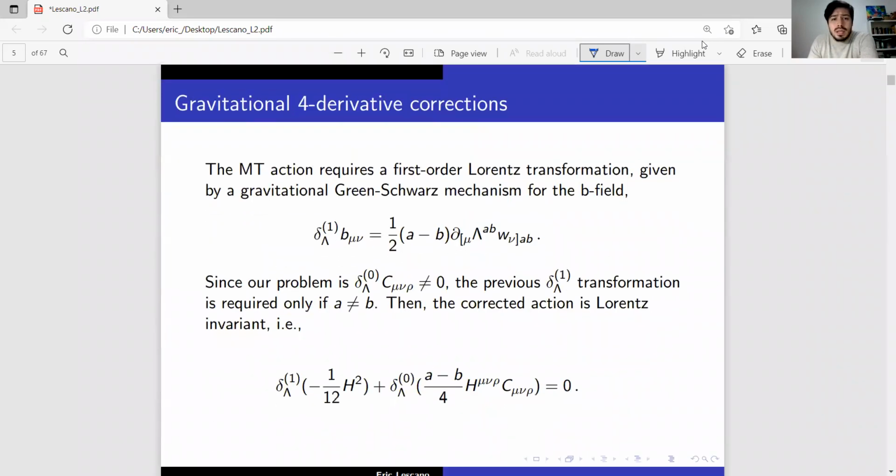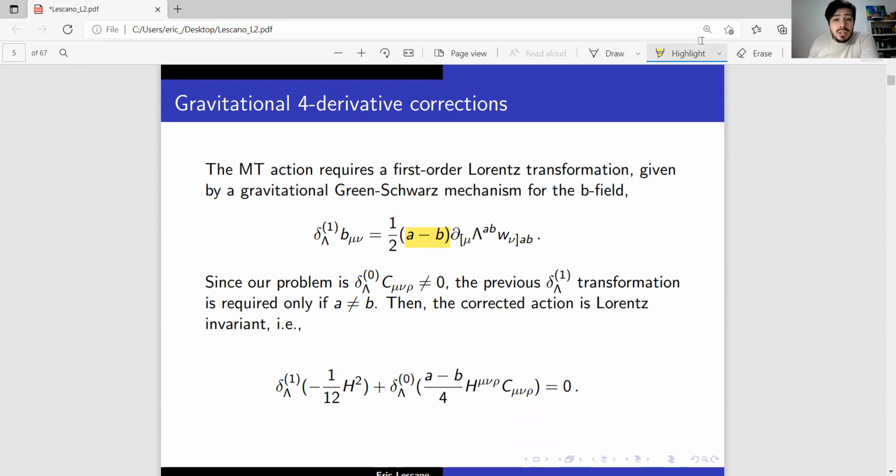So this action requires a first order Lorentz transformation. We analyzed this in the previous lecture. This is a Green-Schwarz mechanism. This mechanism is not present in the bosonic case. The bosonic case is A equal to B, so it's not present in the bosonic case when we write things in the Metsaev-Tseytlin formulation. We don't need to deform the transformations in that case for the bosonic string.